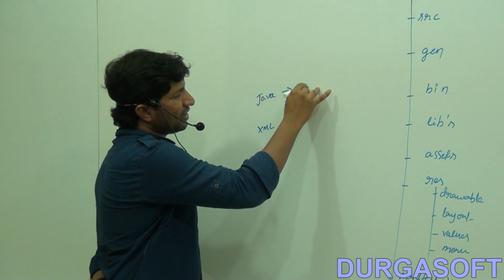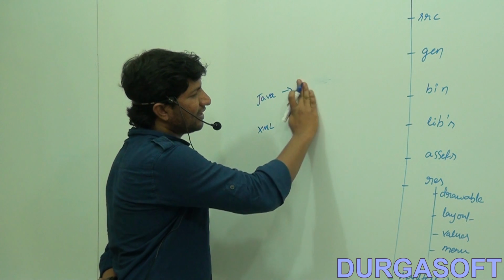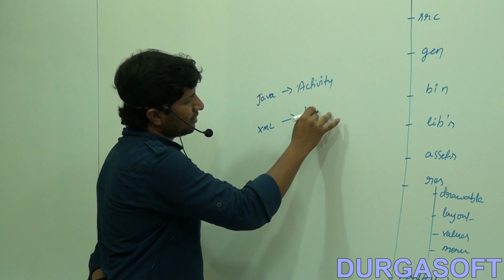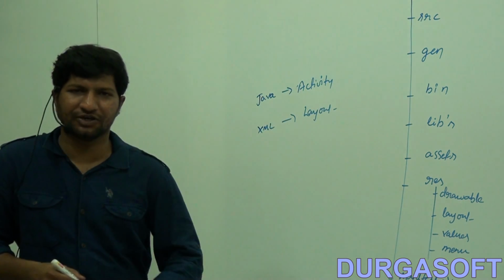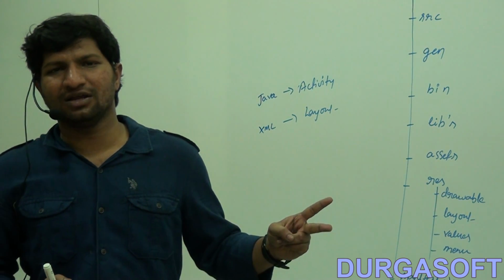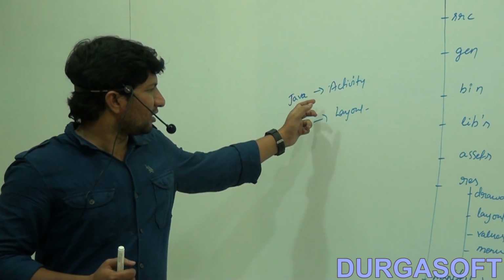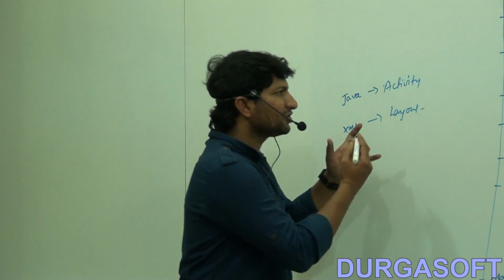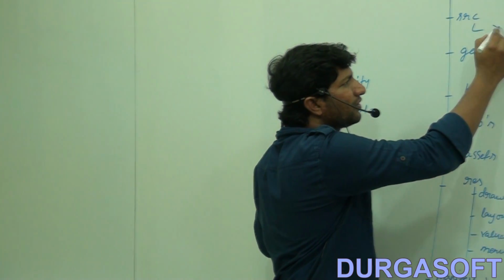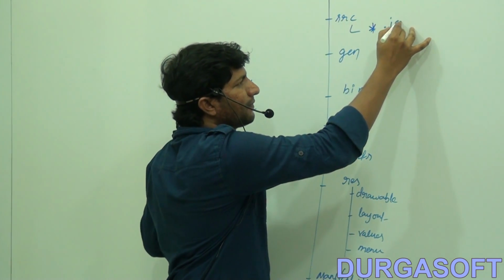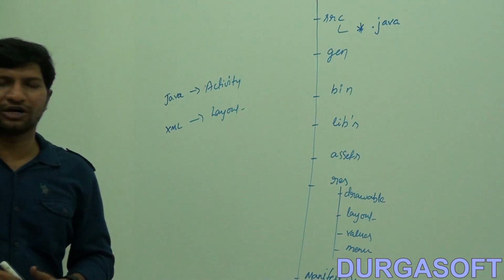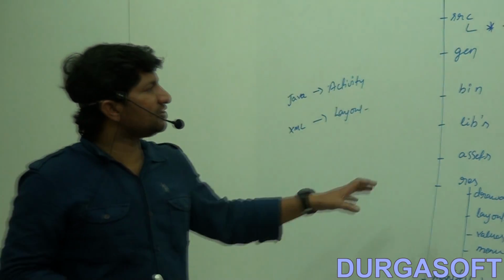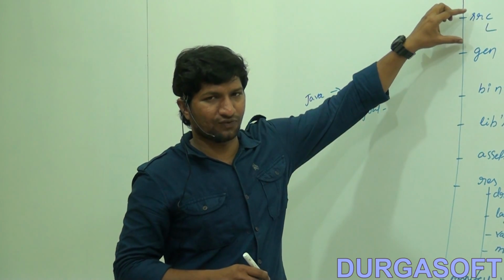The Java file is called an activity, and the XML file is called a layout. For every screen we need two files, one Java file and one XML file. In the project structure, all the Java files are going to be located inside the src folder. This is the first one. We are developing Android applications by using the Java programming language.